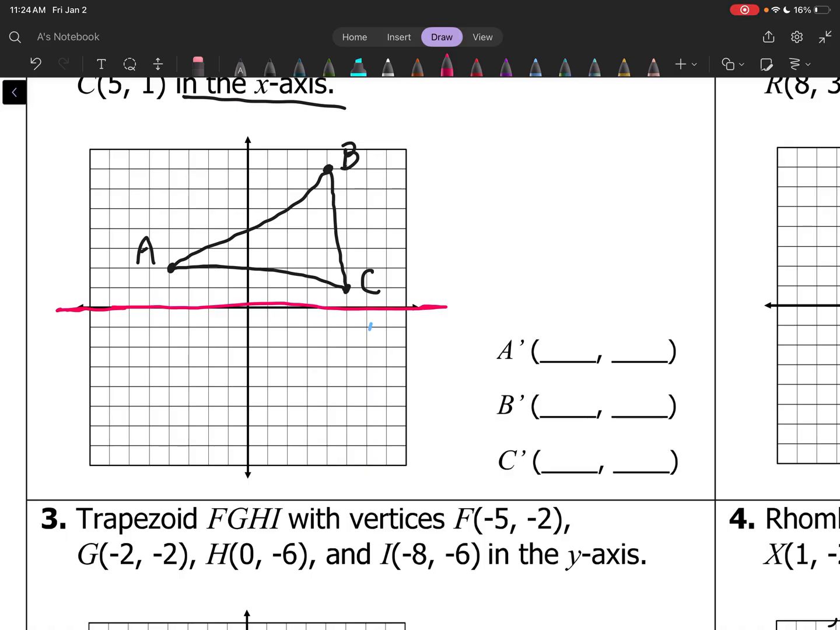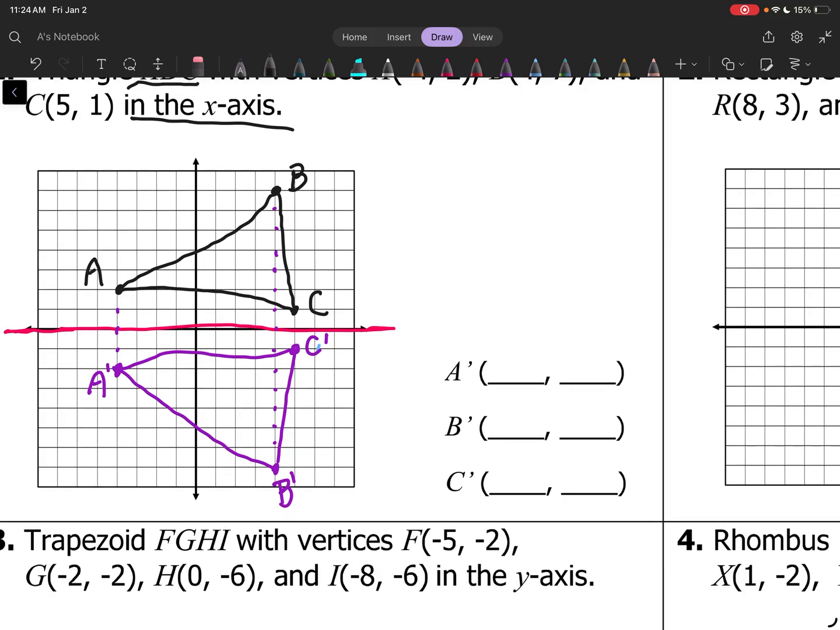So for A, I'm going to drop 2 to get to my line. I need to drop 2 more. 1, 2. Here is image A. For B, 1, 2, 3, 4, 5, 6, 7. 1, 2, 3, 4, 5, 6, 7. Image B. And lastly, C, I'm dropping 1. Again, I'm following the order A to B, B to C, and lastly C back to A. There's my diagram finished.